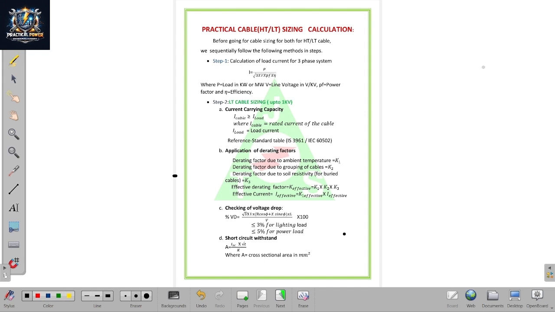In step 1, we have already found the load current. As per that load current, we have to select the cable from the data sheet. That means the rated current of the cable should be more than that of the load current.